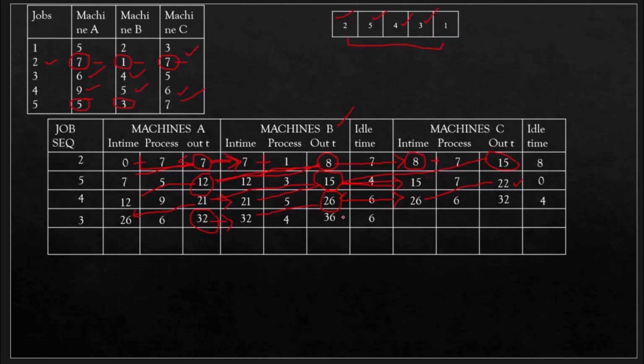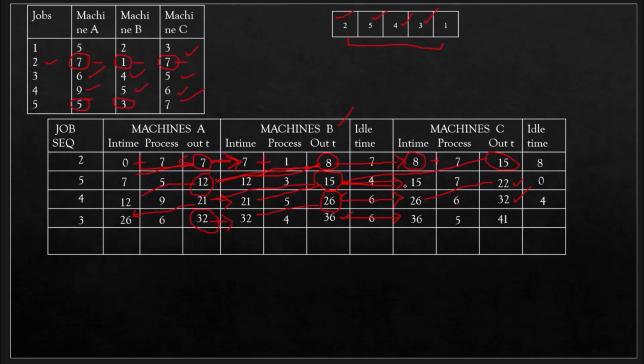Again we cross check whether mission C was engaged with any task or not. The out time of mission B is 26 hours, and the out time of mission C is 32 hours. So mission C was idle. We can give the input at 36 hours, and the processing time is 5 hours. 36 plus 5 is 41.